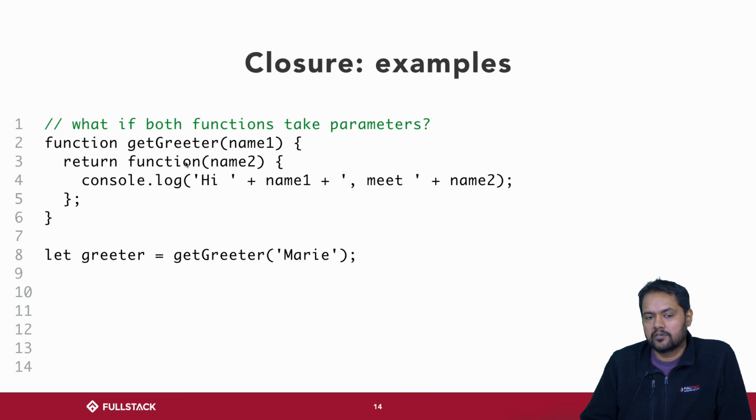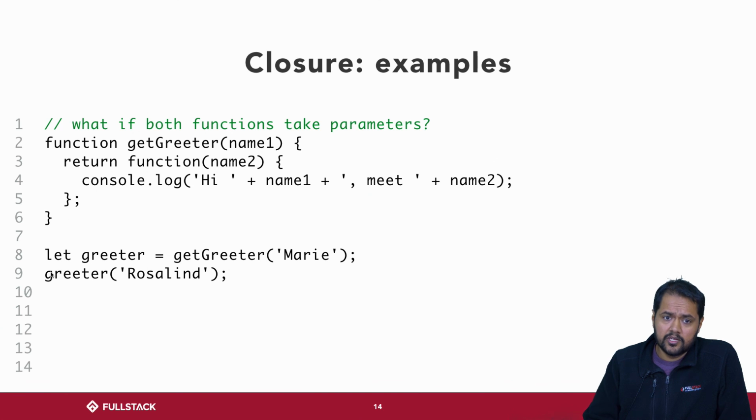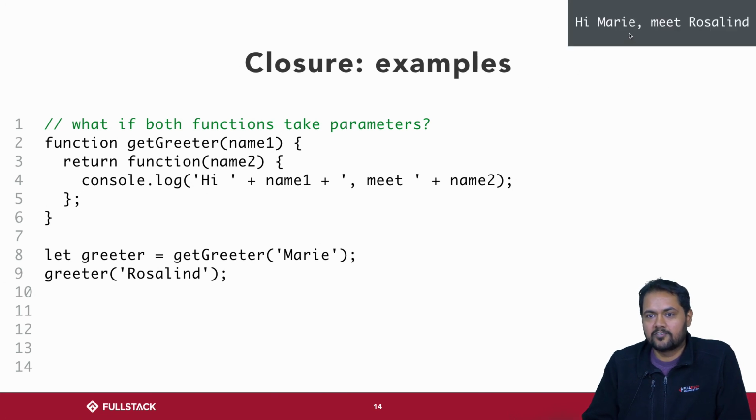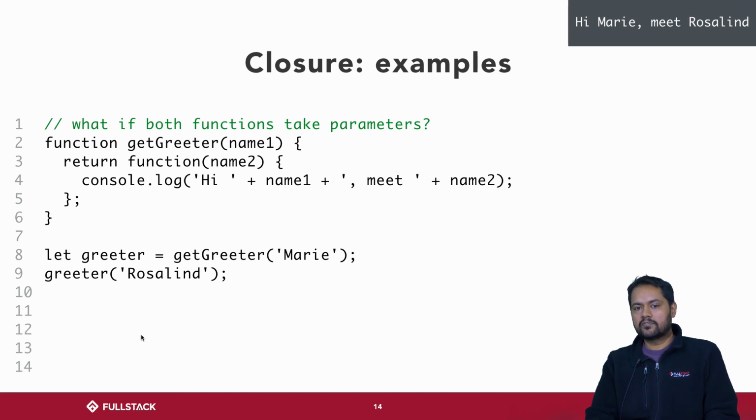Name2 is not defined, but name1's value, Marie, has been closed over by this function right here, okay? And so then we call greeter, and we pass in Rosalind as name2, because greeter is just this function right here. So then we pass function and name2, and then let's see what happens, right? Because then you'll see that both name1 and name2 are actually maintained. So of course, now you can keep calling greeter with different names, but Marie will always remain here because Marie was closed over by this closure function when it was called.